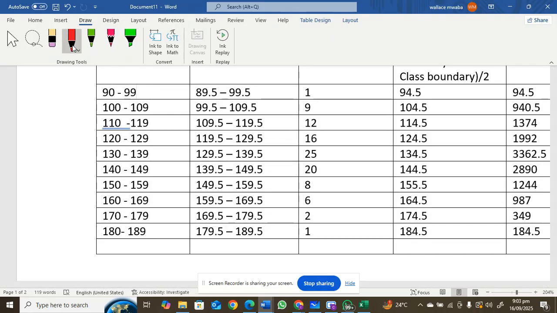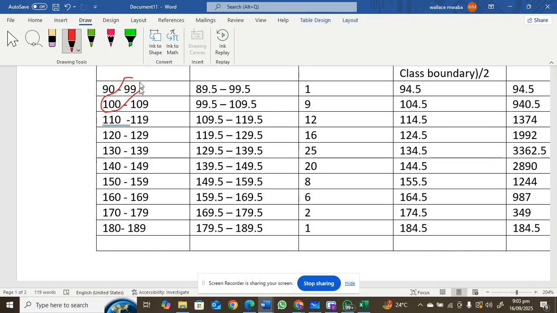Then we look at our first class. The upper limit is 99, and we go to our second class. The lower limit is 100. So you just subtract 100 minus 99. That gives you 1. Then this difference of 1, we divide by 2. That gives us 0.5.